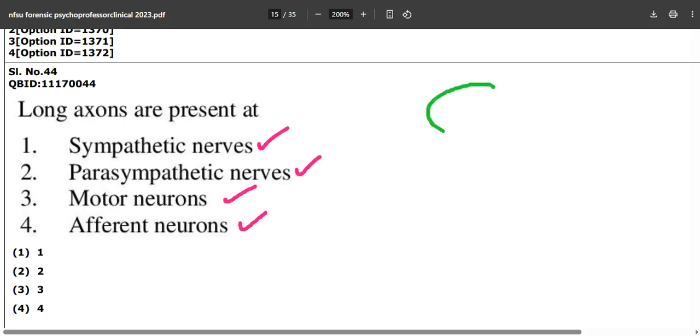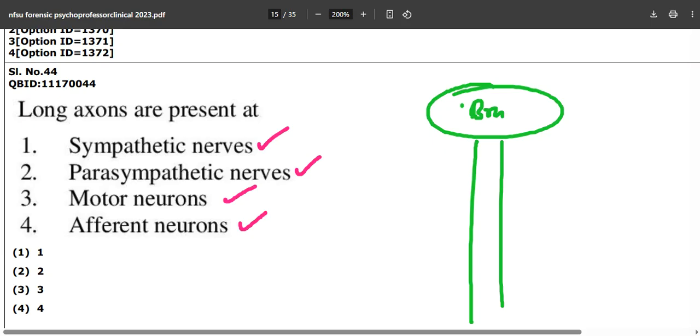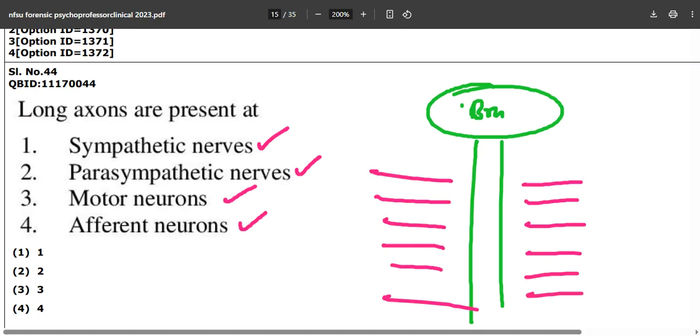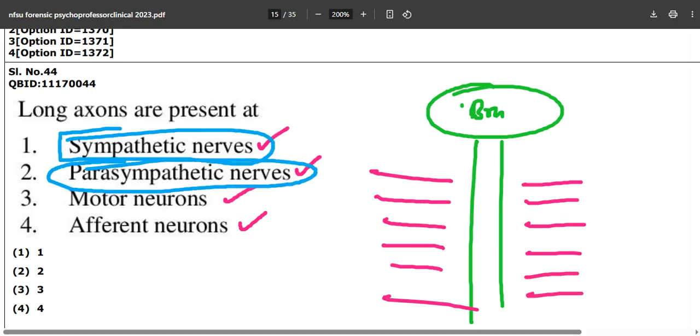Now, drawing the same thing again: this is the brain, this is the spinal cord, and the rest is the periphery, the peripheral nervous system. Now, sympathetic nerves and parasympathetic nerves, what is the main function of these? This will make your body in a hurry, and this will make your body cool and calm.